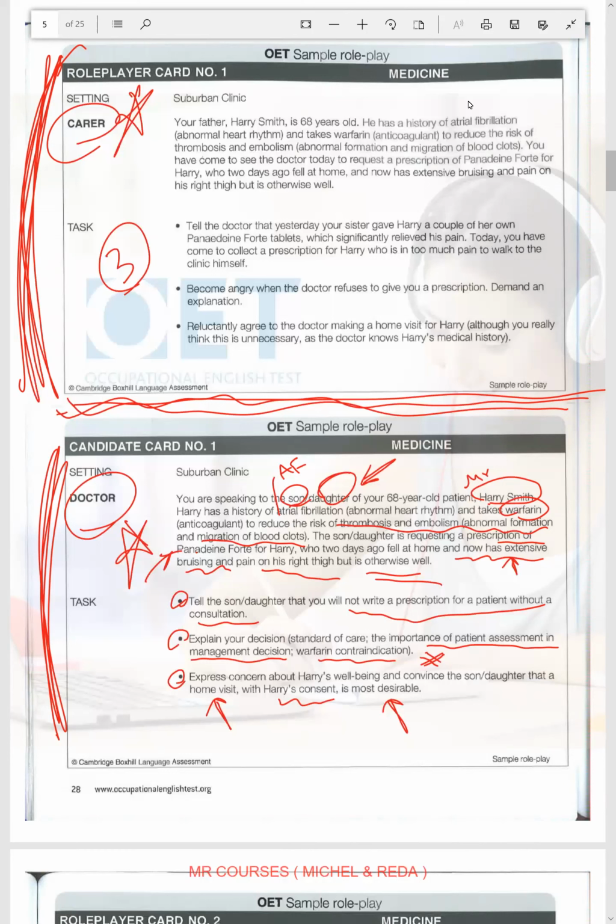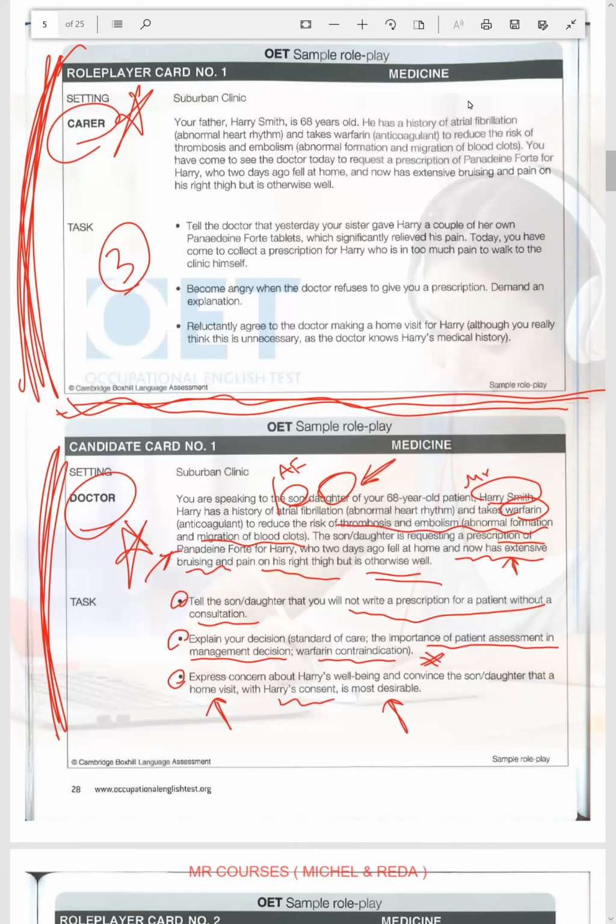Are you ready? Yeah, I'm ready. Will you begin or shall I begin? I will begin. I'm the doctor. You choose to be the carer, okay?